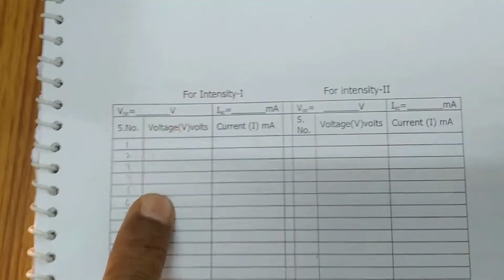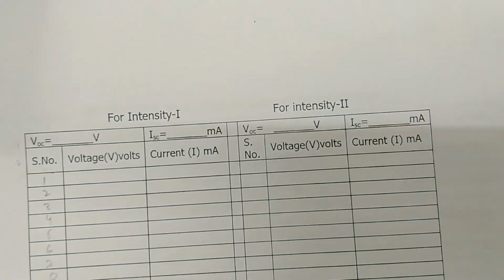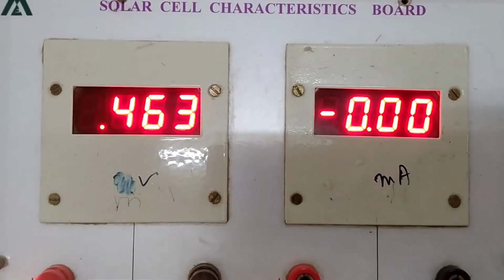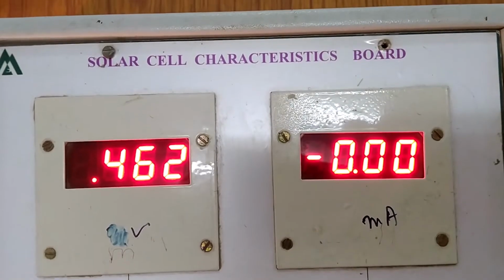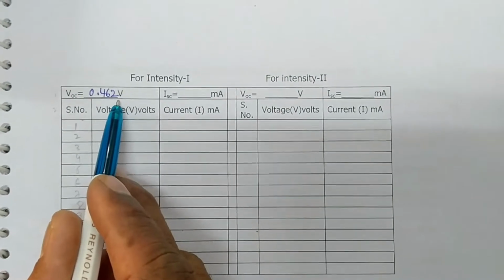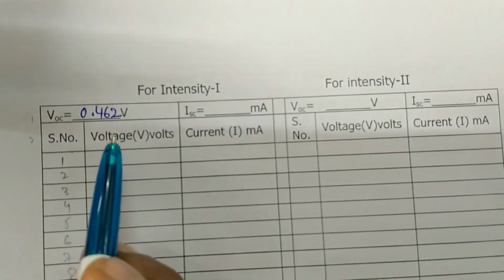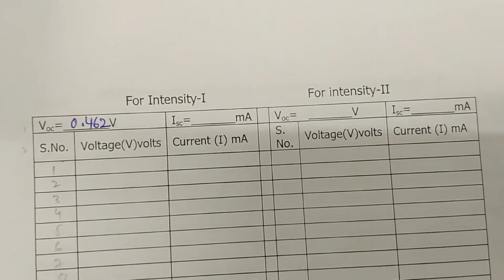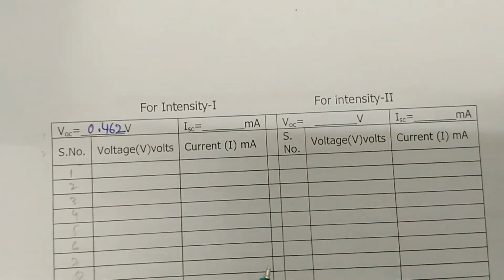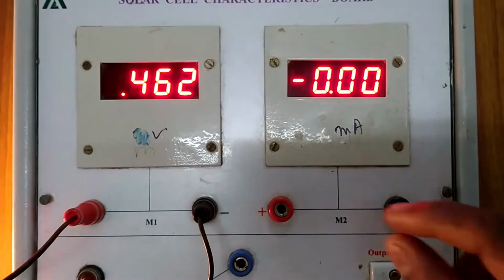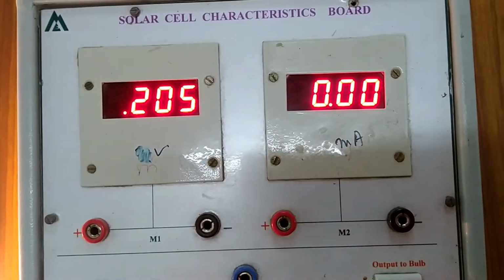Now come to the table. For the first table, for intensity 1, I am taking VOC, and it is 0.462 volts. I note down that value as VOC, 0.462 volts. Still I have not started taking readings. I am now measuring only the open circuit voltage and short circuit current, and these two you should measure without making any circuit connections. Later I remove these two terminals from the voltmeter and connect them across the milliammeter.